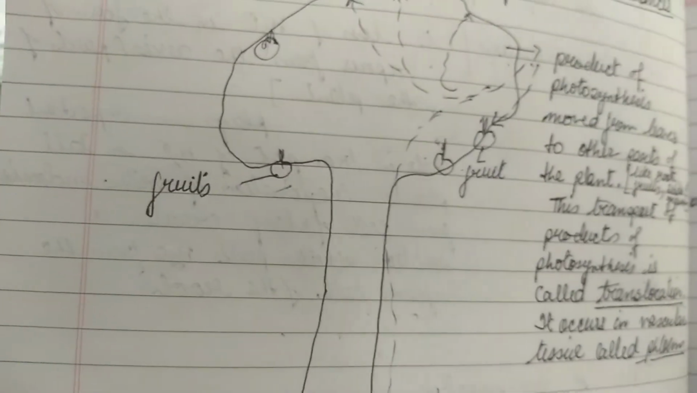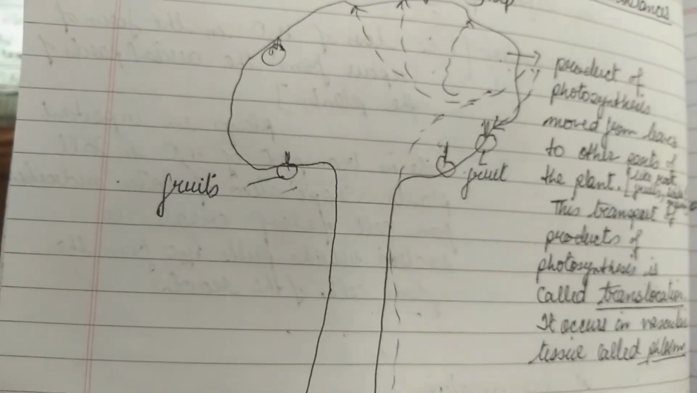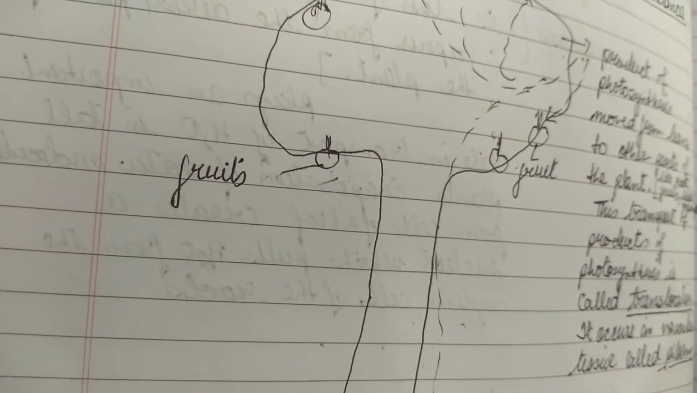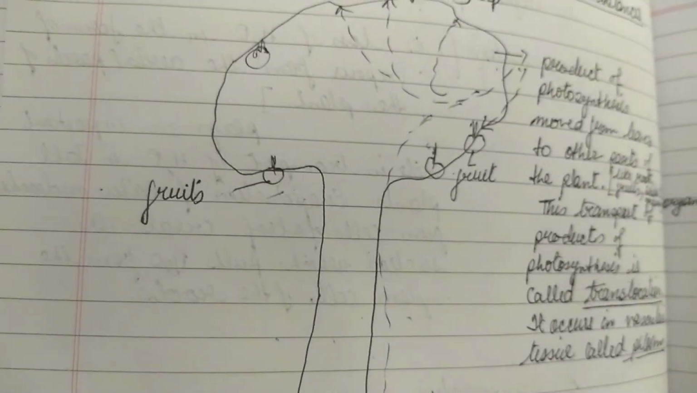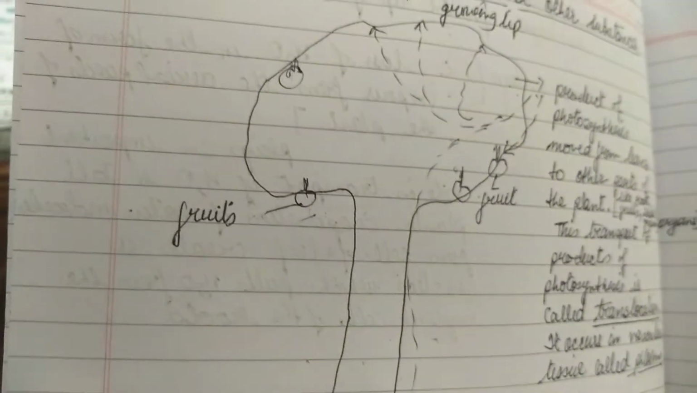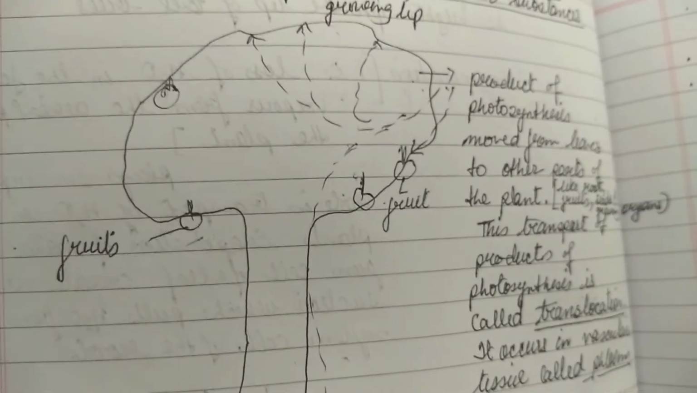So this is the way we can say the bi-directional flow of food occurs in phloem. So it moves from leaves to different parts of the plant, or from different parts of the plant to leaves. So this is where the bidirectional flow of food occurs in phloem. So I hope this transport of food in plants is clear to you all.